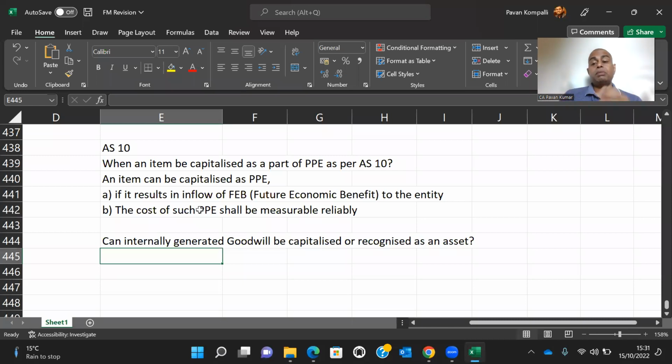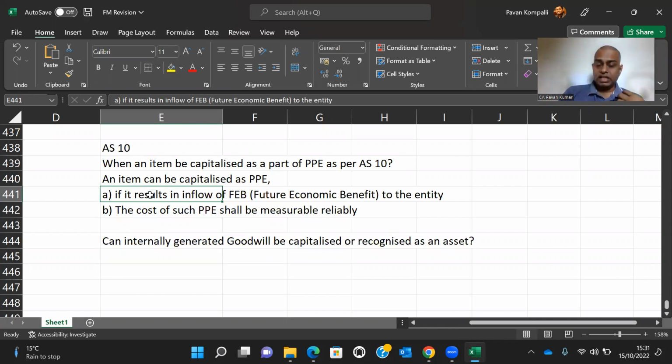You can capitalize that. But in case of Tata Motors, if there is internally generated goodwill, there can be 1 lakh crores worth of goodwill, but you cannot capitalize it because it cannot be measured. So an item of PPE can be capitalized if, A, it gives you future economic benefits, and B, the cost of such PPE can be measured reliably. If these two conditions are satisfied, then you can.